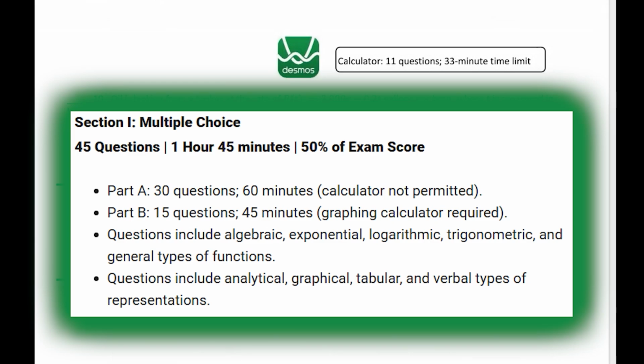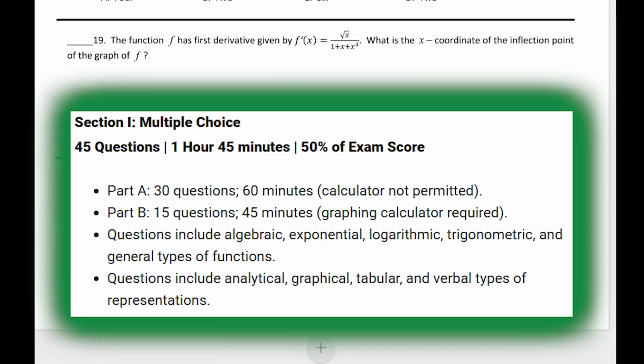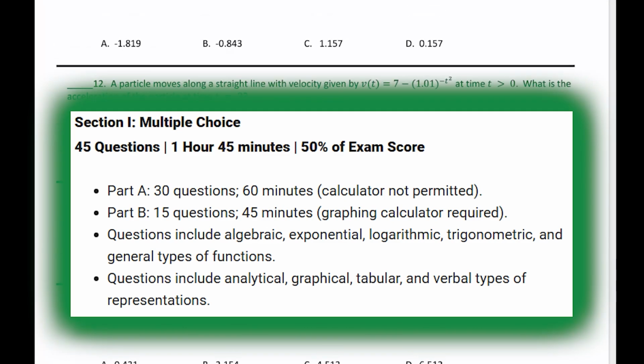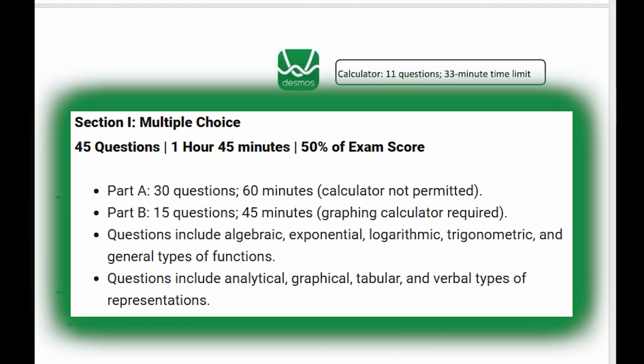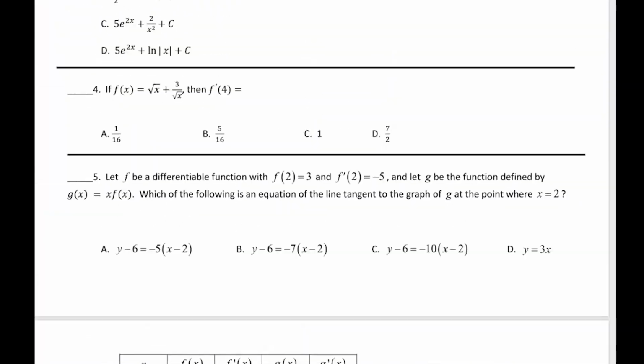Again, some a little longer, some a little shorter, but on average, you should be spending no more than 3 minutes per question, which is why on this homework, we've got 11 questions on this calculator section. And so you should really limit yourself to 33 minutes if you're really trying to practice and get ready for that test. So let's go back to the beginning.